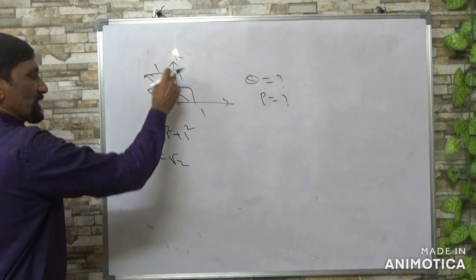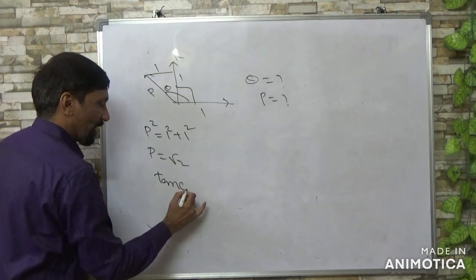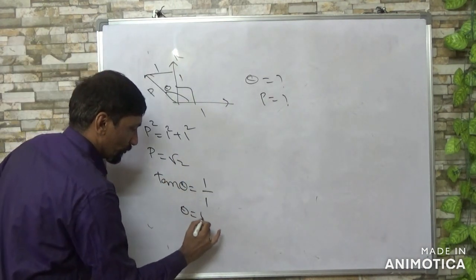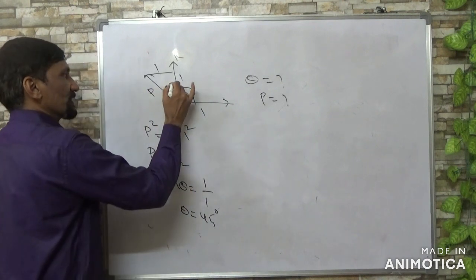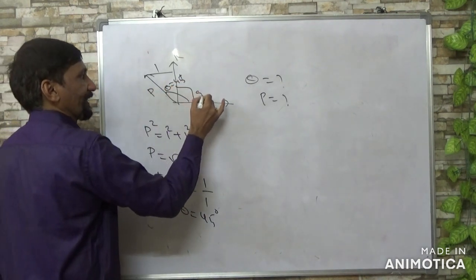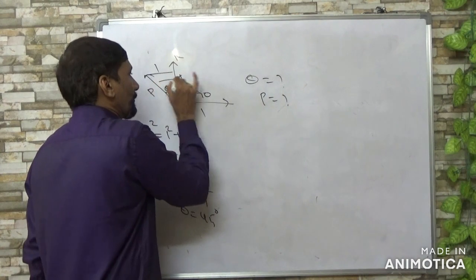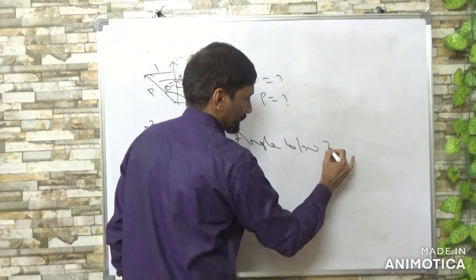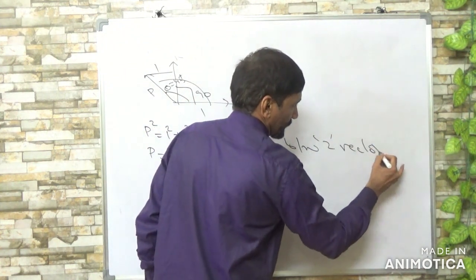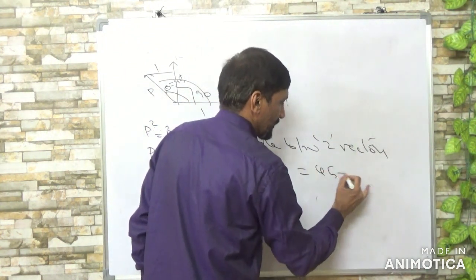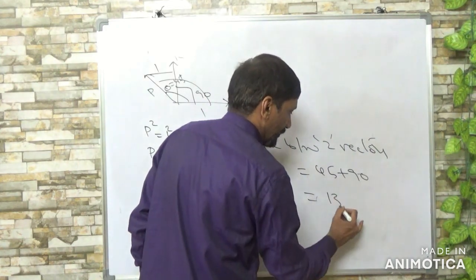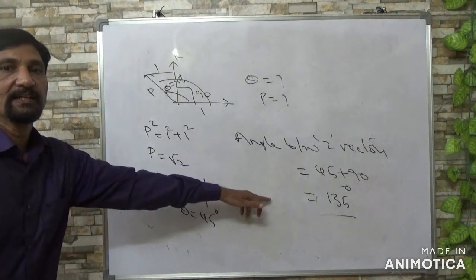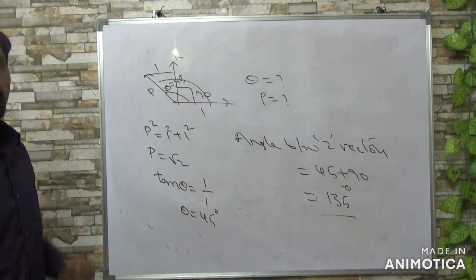Opposite by adjacent, you can take tan theta equals 1 by 1, so it is 45 degrees. If this is 45, already 90 is there. So the angle between the two vectors is 45 plus 90, that is 135 degrees. So this is your answer, the angle between the two vectors.